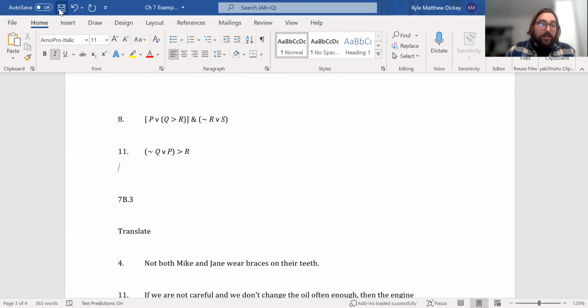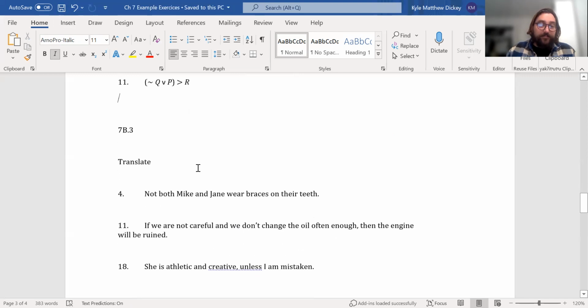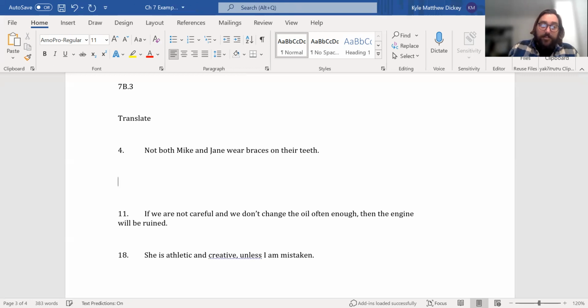All right, on to 7b.3. All right, so now here we're asked to just translate these sentences straight up, because they're logically complex statements. Here, I'm going to use letters, but I'm just going to say them. I'm not going to copy and paste. It's totally unnecessary. So here, let's just come up with something.